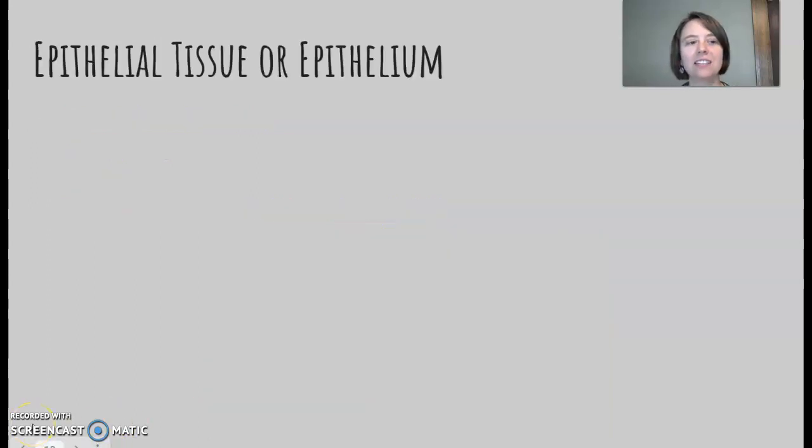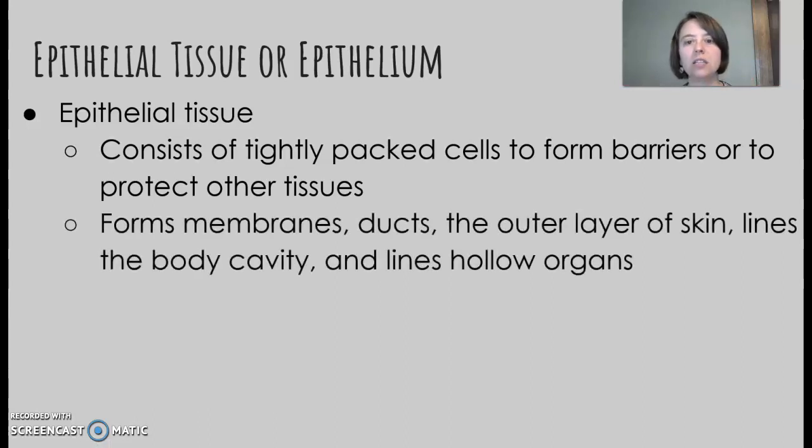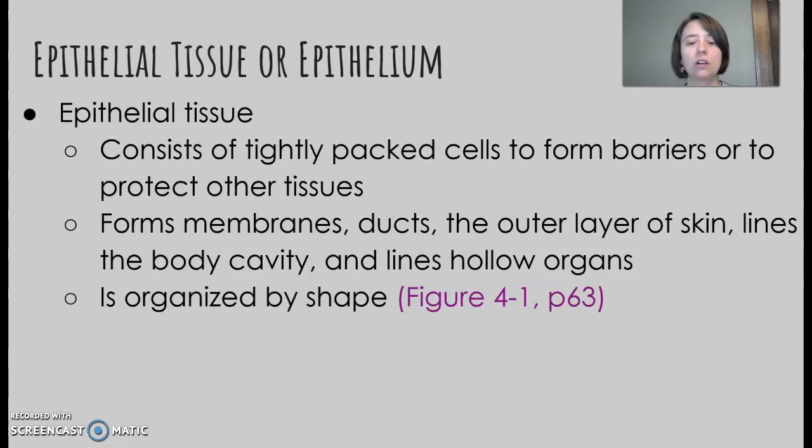The third category of tissue is epithelial tissue, or sometimes referred to as epithelium. And you can say either one. So epithelial tissue consists of tightly packed cells that form barriers or help protect other tissues. They form membranes, they form ducts, they form the outer layer of your skin, they line the body cavity, they line hollow organs. They're found in a lot of different places and have a very important job. So they're more spread out than nervous tissue, which is just in nerves and your brain and your spinal cord, and muscle, that's just muscle.